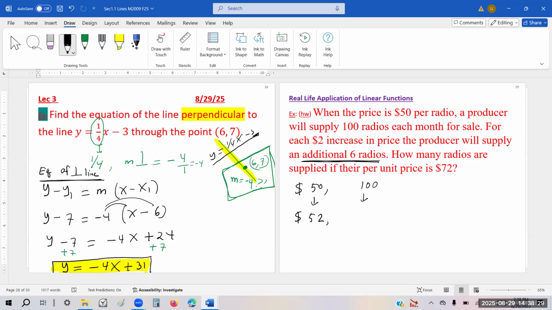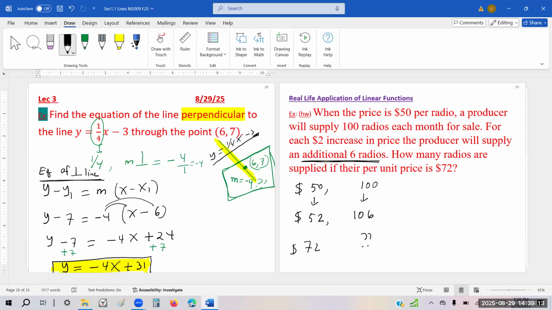So 100 radios becomes how many radios? You're producing 6 more. So it becomes 106. When it's $50, he produces 100 radios. But when the price goes up by 2, meaning $50 becomes $52, then he produces more radios. He produced 6 units more. So instead of producing 100 units, he produced 106 units. Now they're asking, how many radios he should produce if the price is $72?